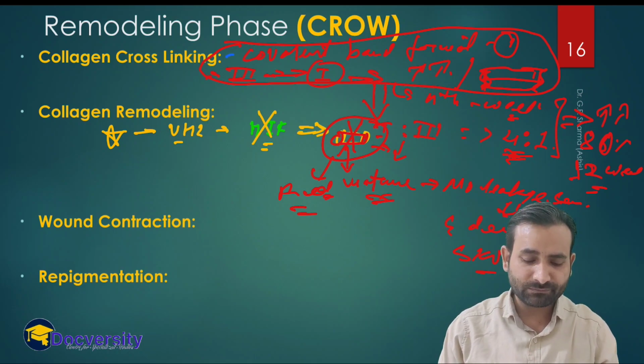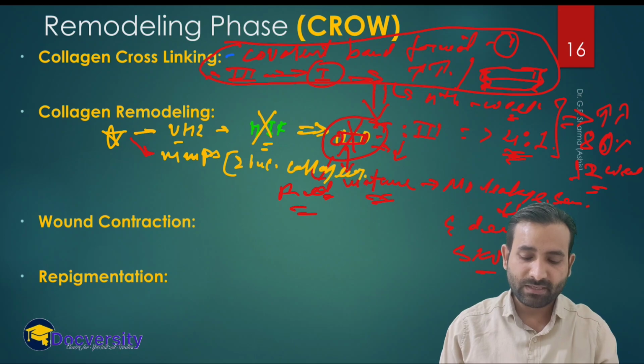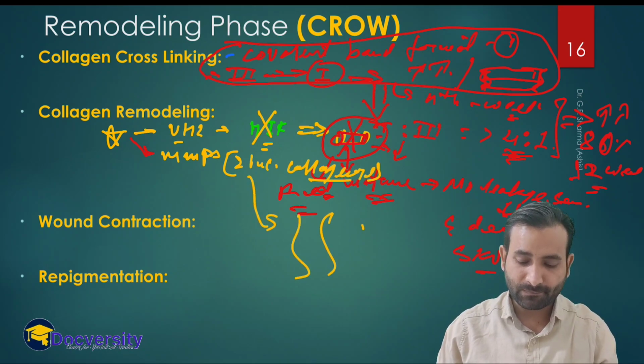At the same time, the fibroblasts also release the MMPs, meaning matrix metalloproteinases. Matrix metalloproteinase is a zinc-dependent collagenase, right? This zinc-dependent collagenase begins to destroy the extra collagen tissue, so that the size of the scar will decrease.